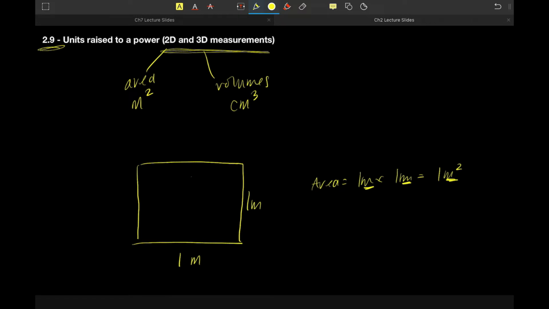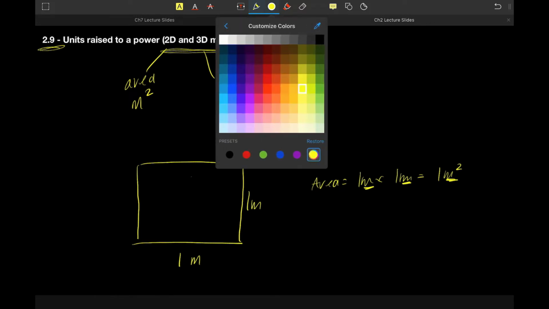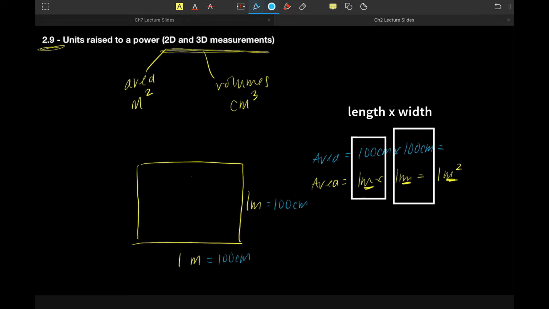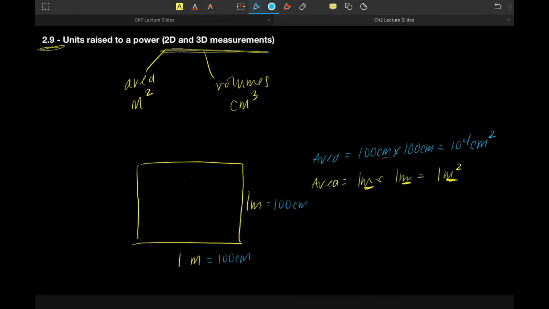But let's say as a point of reference, now we are going to talk about centimeters. This is equal to 100 centimeters. This is also equal to 100 centimeters. So if I wanted to do this area in centimeters, it would be 100 centimeters times 100 centimeters, which is equal to what? 10 to the 4th centimeters squared. And 10 to the 4th comes from the fact that we would have 4 zeros if we put all that together.